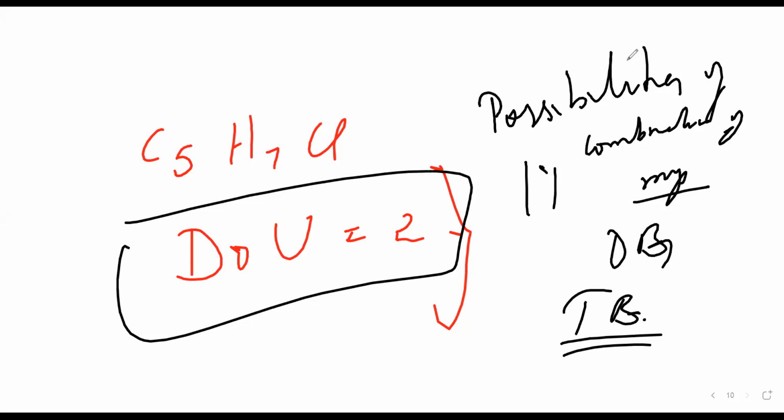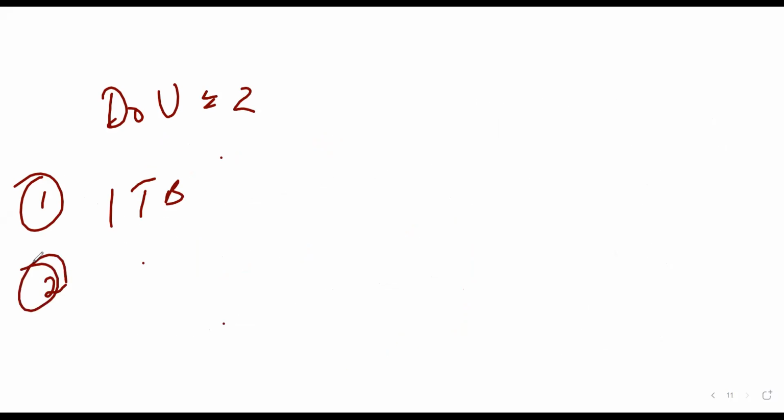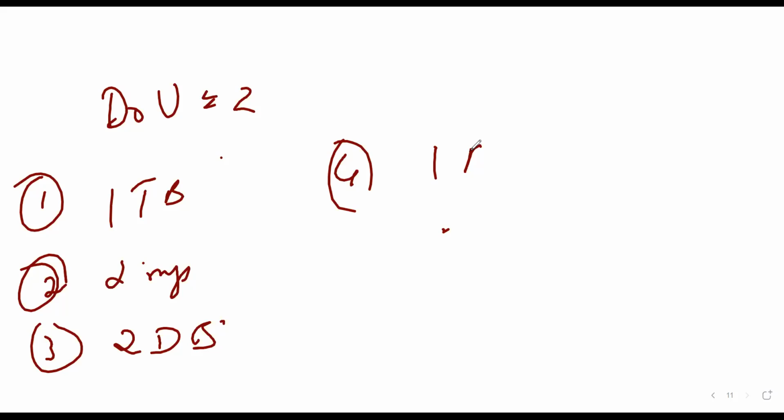So guys, for this question, DOU is 2. Obviously the first answer is that it can have 2 rings. If I want to write DOU equal to 2, the first thing is it can have 1 triple bond. Second, it can have 2 rings. Or else 2 double bonds. Or else the other possibility is 1 ring plus 1 double bond. That's it. So the 4 possibilities are there in this.